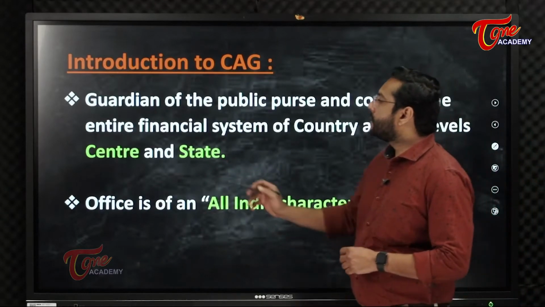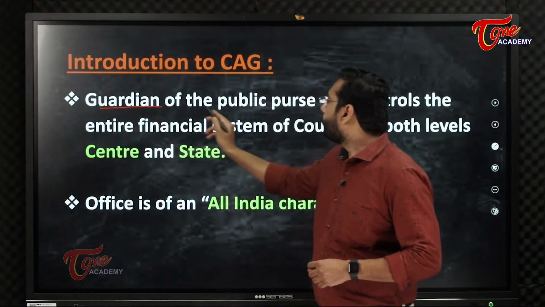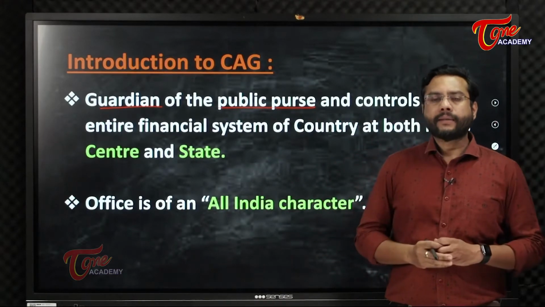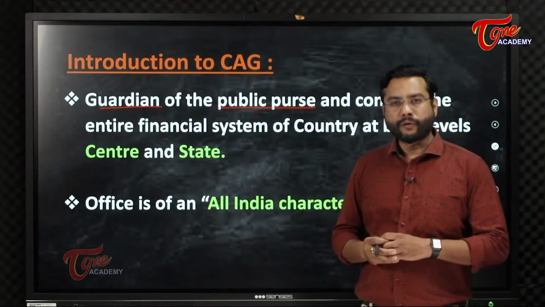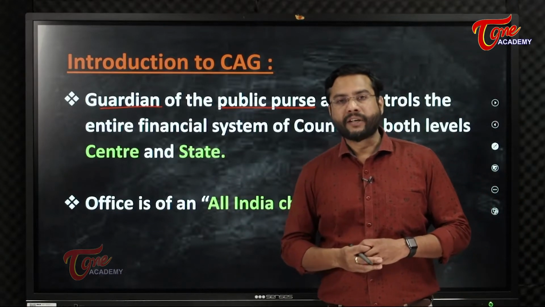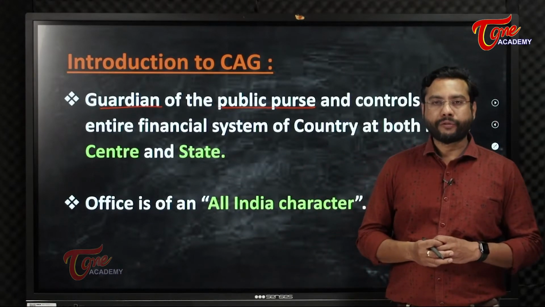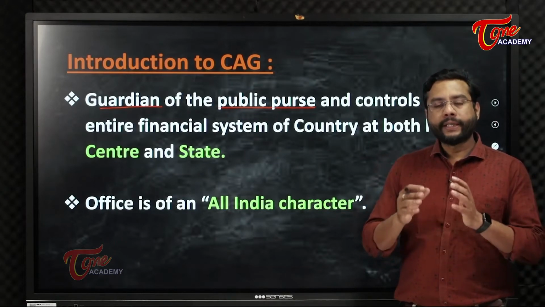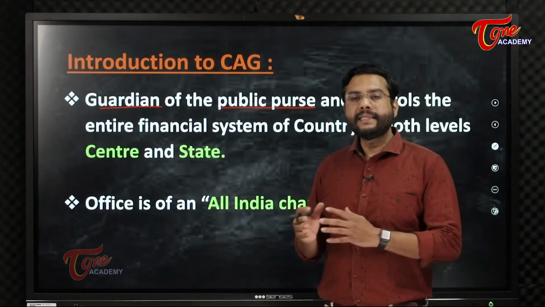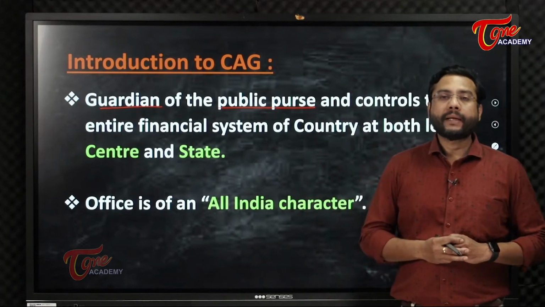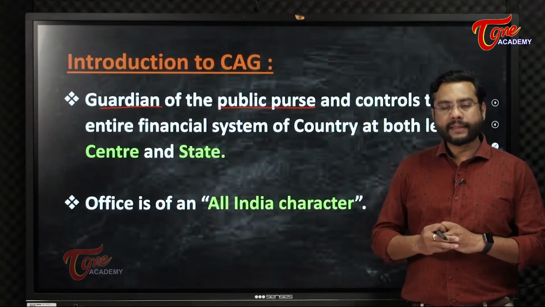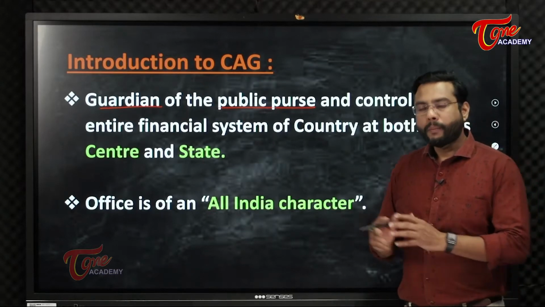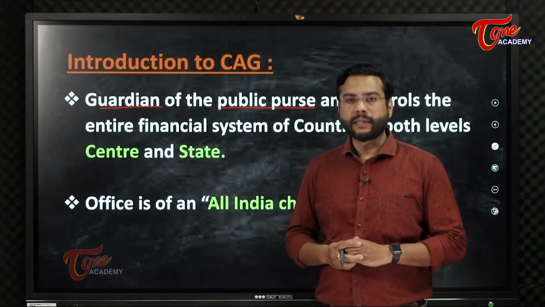So when we say CAG is the guardian of the public purse, we have many things, like the Consolidated Fund of India, the Contingency Fund of India, and the Public Accounts of India at the union level, and we also have the Consolidated Fund of the State, the Contingency Fund of the State, and the Public Accounts of States at the state level. So at the union level, these funds are managed by the president. These are under the president.